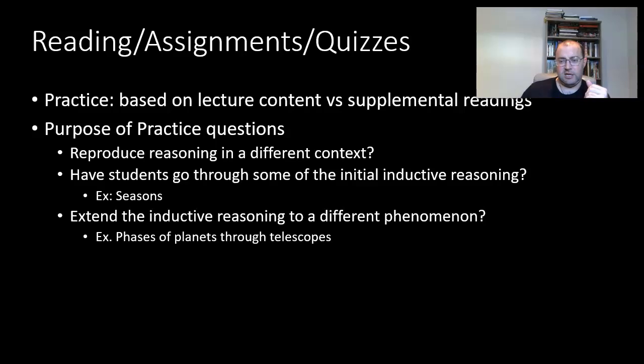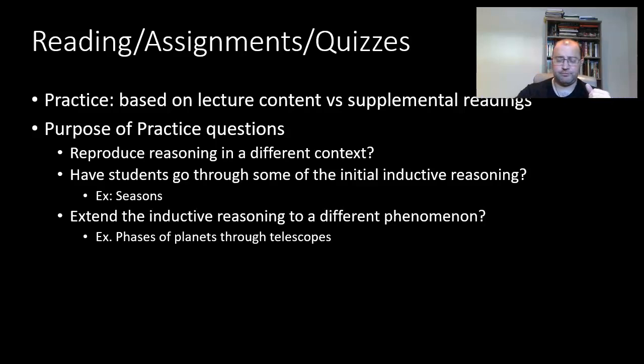Could you extend the inductive reasoning to a different phenomenon in the practice? Again, this would start to diverge from the historical narrative, but when you talk about the phases of the moon, could you then show images of the phases of the planets, particularly Venus? I think Venus is a very great example of the phases of the planets. But could you show that and ask students, okay, what conclusions can you come to from the fact that you see these different phases at these different times? Things like that.